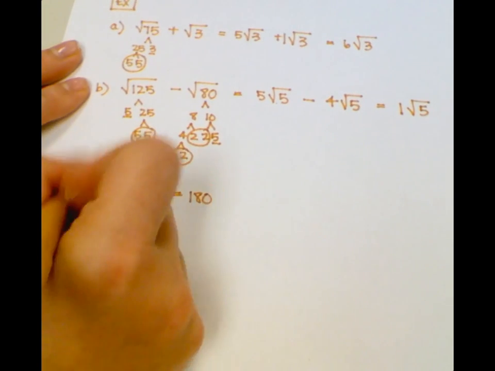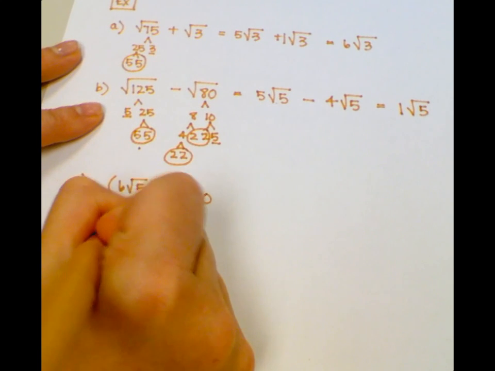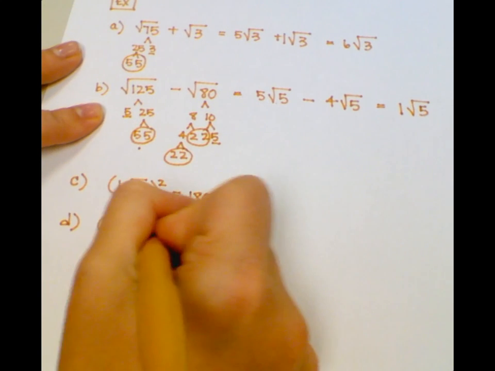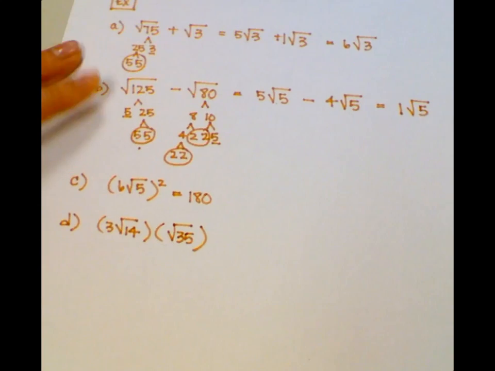Now let's try some multiplication. Multiplication is the hardest one that we'll do today. So let's do 3 radical 14 times, and maybe a little radical 35. I don't know. Try it out.